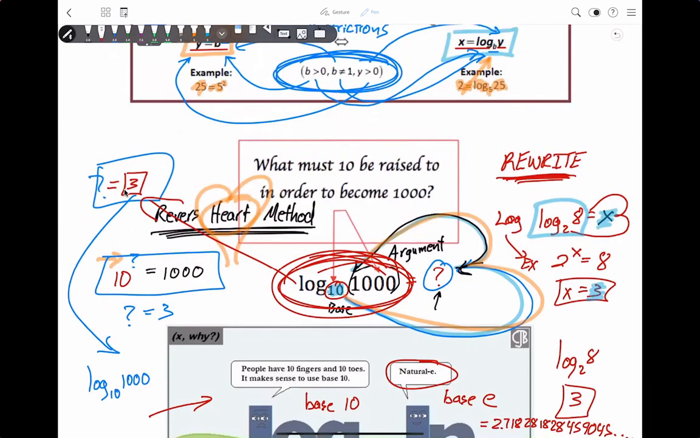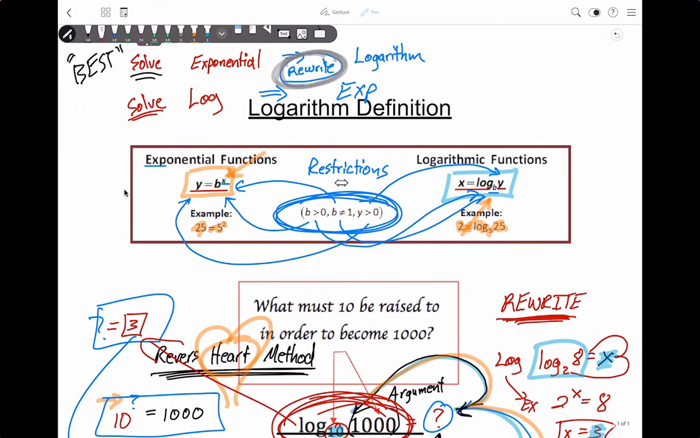So just brief summarization, it's all about the rewrite, and it's all about knowing that the best way to solve an exponential is to rewrite it to a logarithm. The best way to solve a log is to rewrite it to exponential, and we're using the reverse heart method to do it by hand, because we will definitely do a lot of these without a calculator. All right.